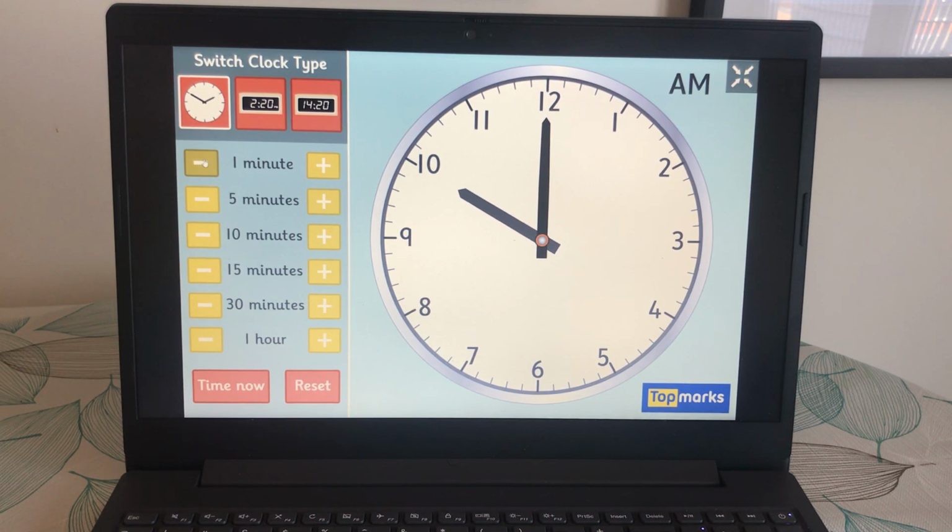Hi everyone. Now I hope you joined in with Jack's song because that's really going to help today. So today we are learning about time.